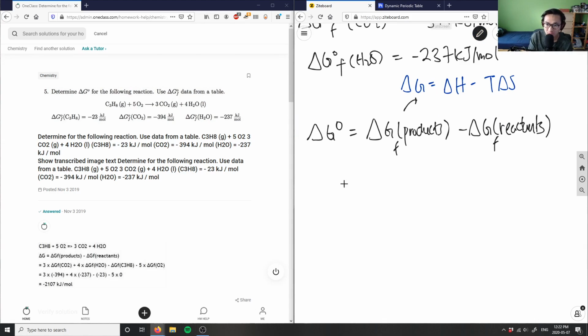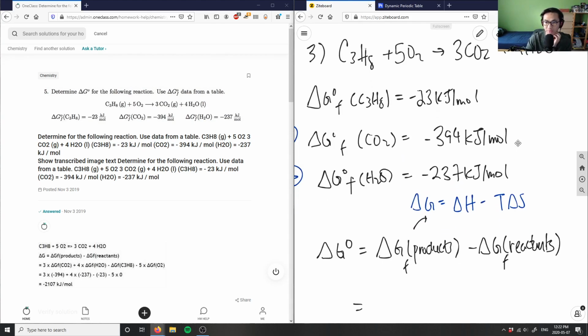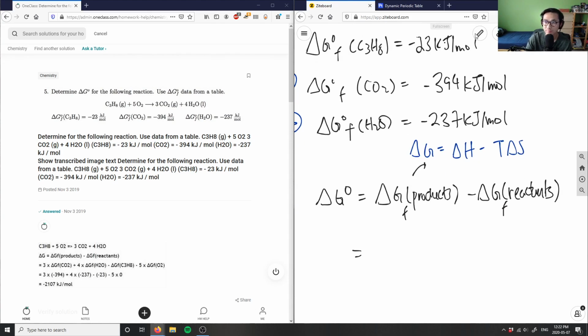So this is going to equal the products here, which is 3 carbon dioxides, right? Again, I'm forming 3 carbon dioxides, so I have to use this Gibbs free energy 3 times. The coefficients do matter here, so we have to make sure that this is already a balanced chemical equation. So we don't have to worry about the coefficients being incorrect. So we can write here 3.